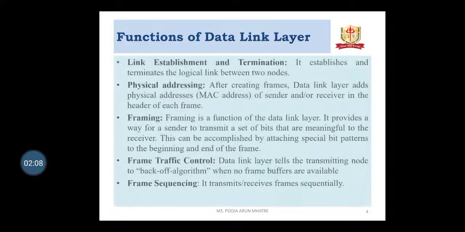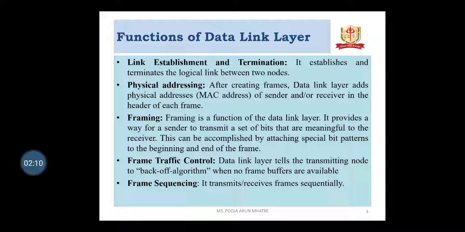Functions of the data link layer. First function is link establishment and termination. That means the data link layer establishes and terminates the logical link between the two nodes. Second one is physical addressing. After creating frames, the data link layer adds a physical address, that is, a MAC address of the sender or receiver, in the header of each frame.